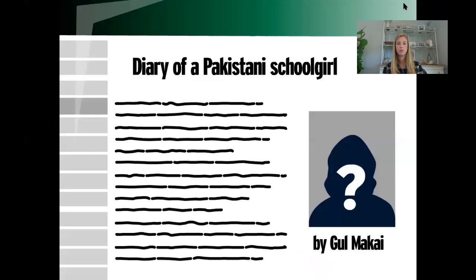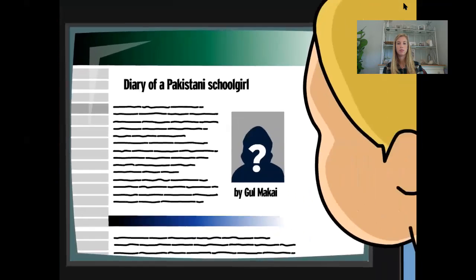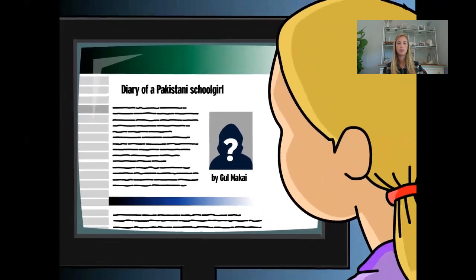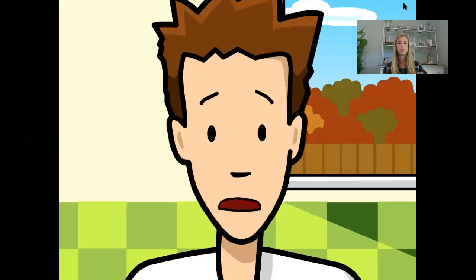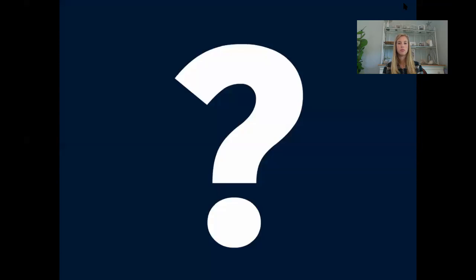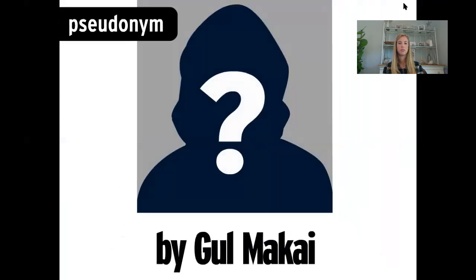Just 11 years old, Malala wrote about the harsh restrictions faced under Taliban rule and shared fears that schools would be shut down or destroyed. To protect her identity, she used a pseudonym, a fake name.